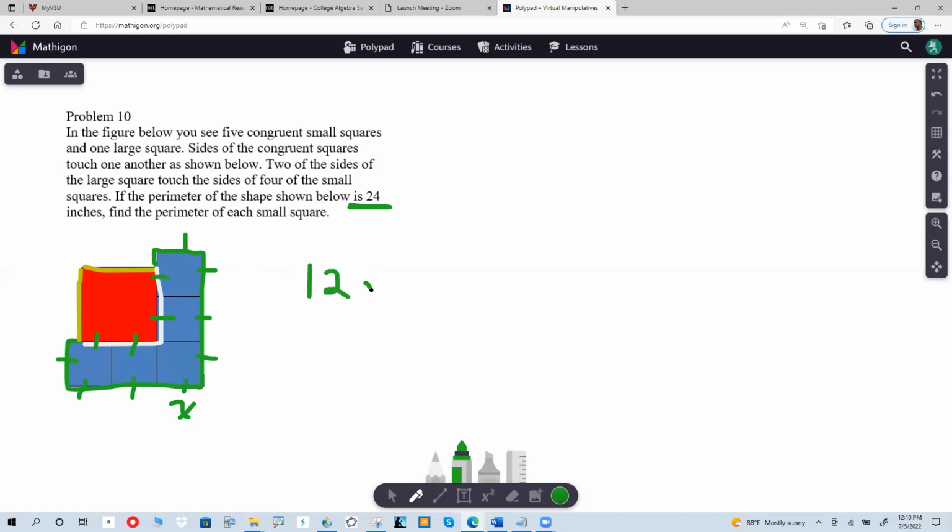12X must be 24. The perimeter of the blue L-shaped region is 24. And 12X are also on the perimeter. Therefore, what is X?